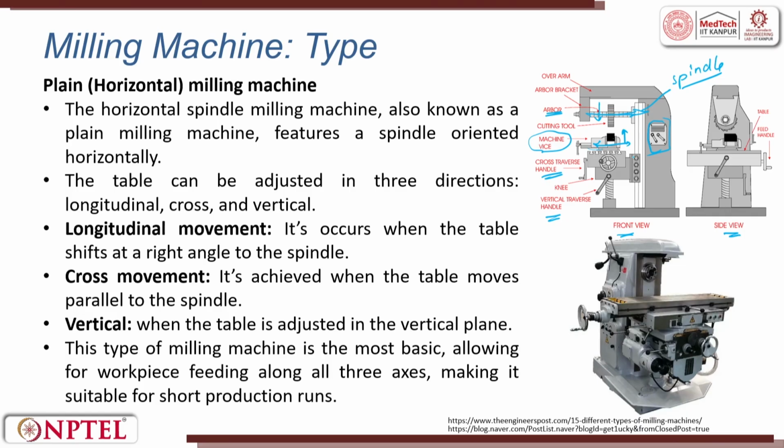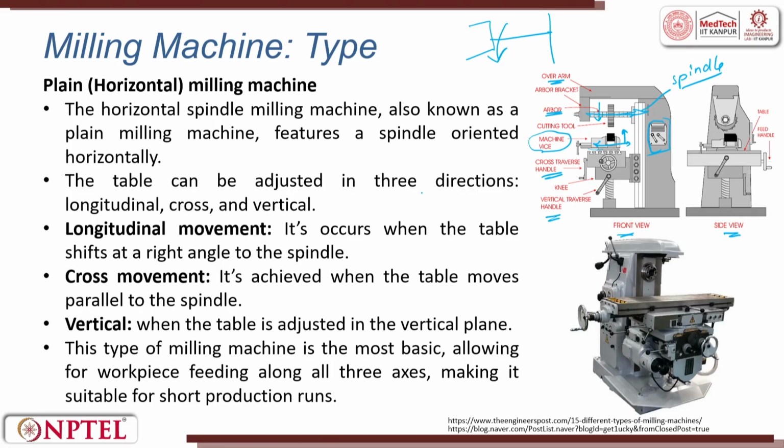You can try to get multiple combinations. The arbor has to be held on the other side, otherwise it will be like a cantilever type, and deflection can happen. So, you are holding it, and that holding is done by an overarm. This is a typical horizontal milling machine or a plane milling machine.